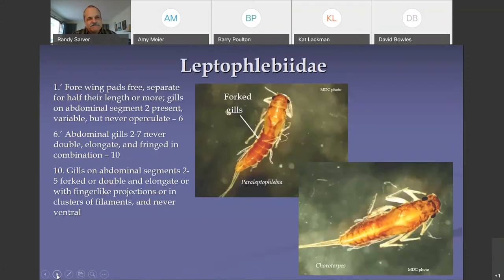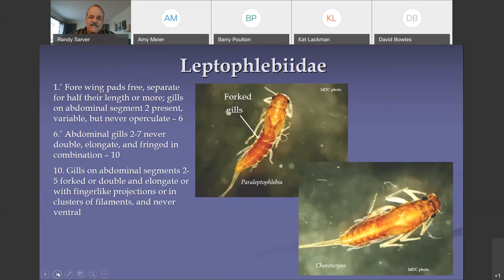Okay, so now we're at the split backs. If we went from 1 prime to 6, then we would go to 10 from there. And here we have a family, Leptophlebiidae, that has somewhat fancy gills. They have forked gills. They're not near as fancy as some others, where they're all fringed and everything like that, but they're not a simple plate-like gill either. So that's the characteristic that we would need to see.